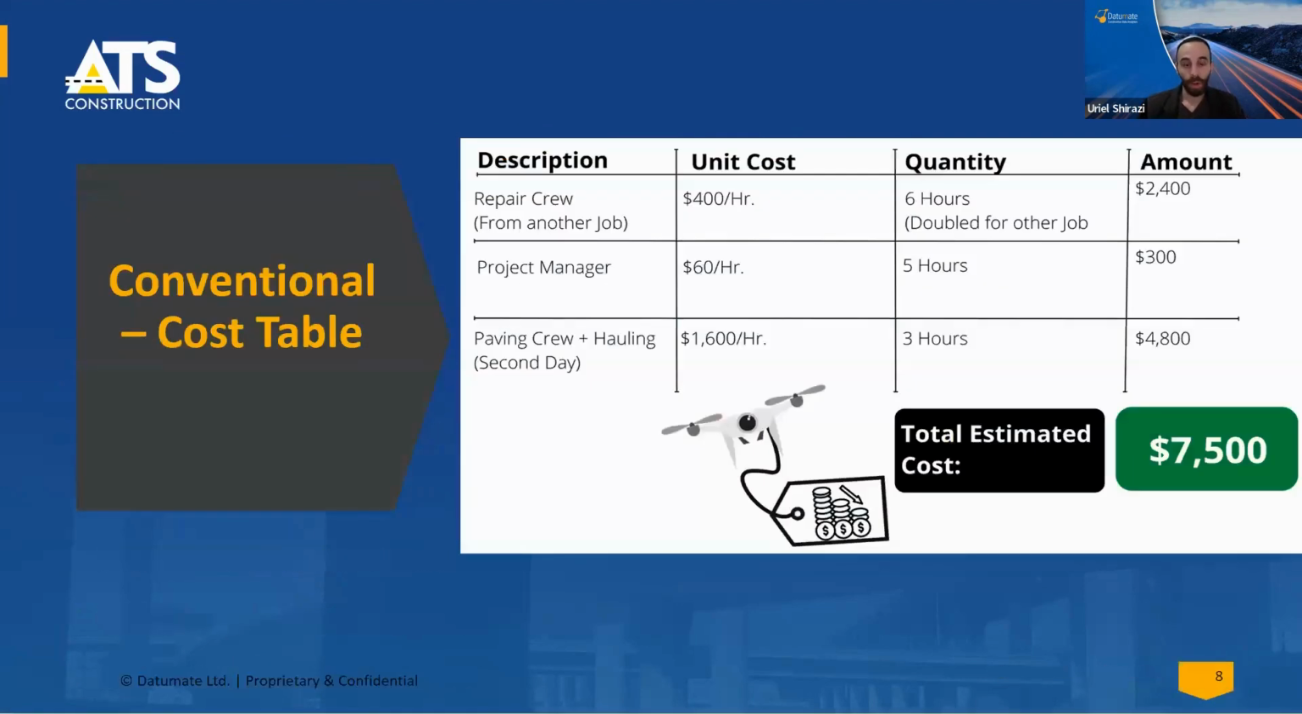In terms of costs, the repair crew are $400 an hour, 6 hours are $2,400. The project manager another $300, and the paving crew another $4,800. Sorry, total of $7,500 US dollars.